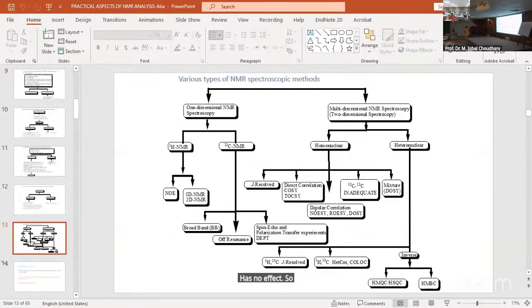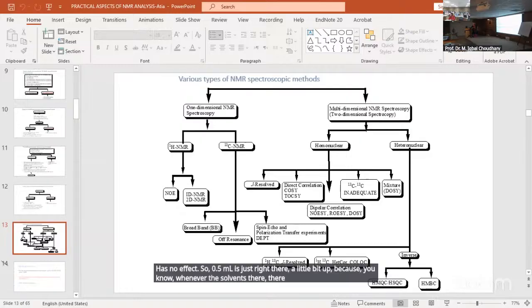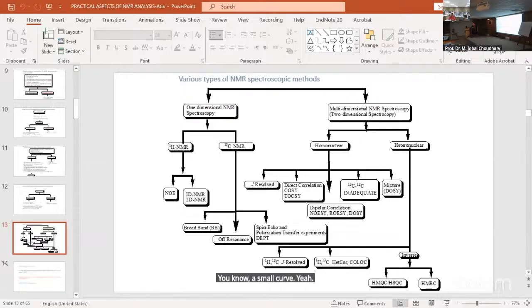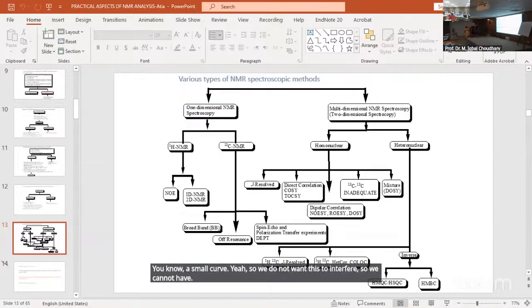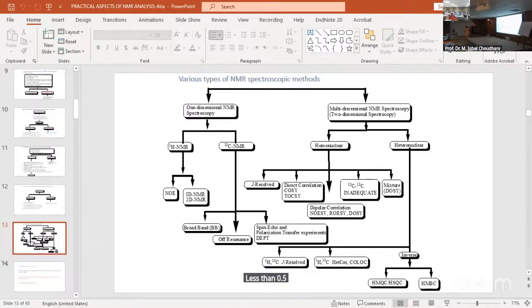So 0.5 ml is just right, a little bit up, because whenever the solvent is there, there is a small curve. We do not want this to interfere. So we cannot have less than 0.5 ml, otherwise it will come to face the radio frequency, so our peaks will be disturbed. Okay, I think it's clear.